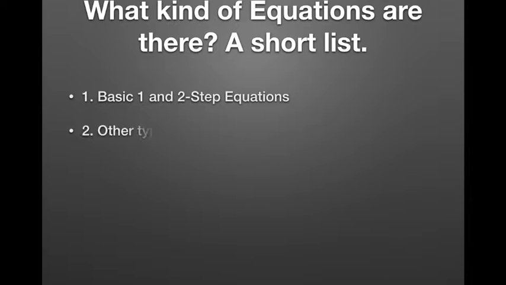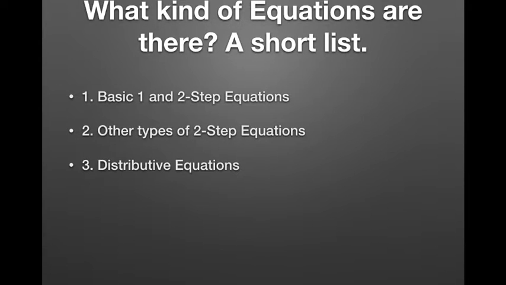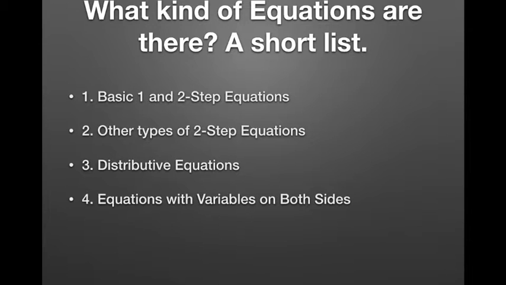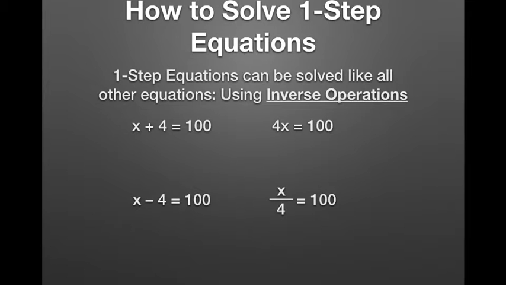Here's a short list. You have your basic 1- and 2-step equations, distributive property equations, and equations with variables on both sides. This isn't an exhaustive list. There are many other types of equations. But we'll get started with 1-step equations, which are solved like all other equations using inverse operations. Here with the first one, x plus 4 is 100. The inverse of plus 4 is minus 4. So we end up with x is 96.